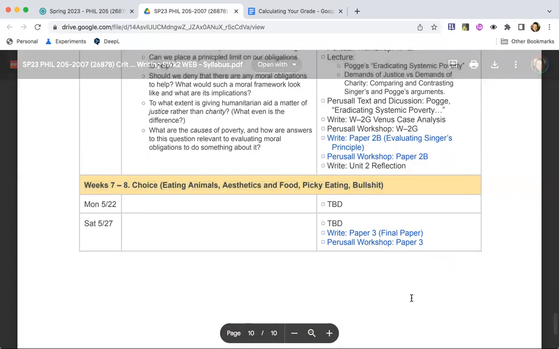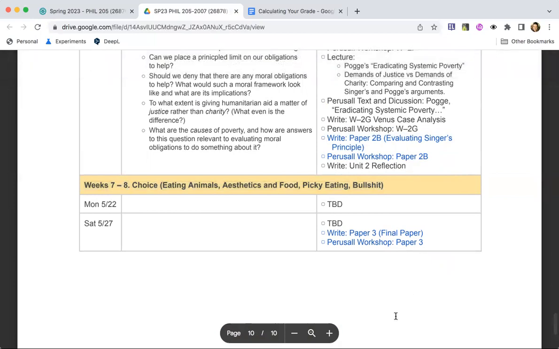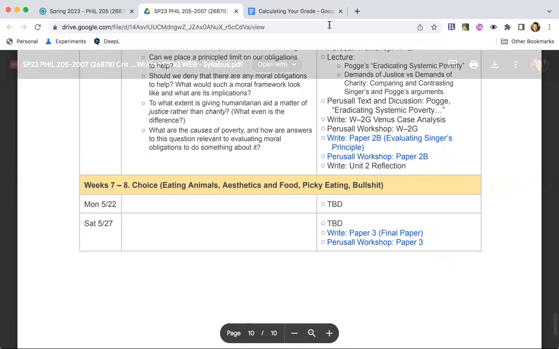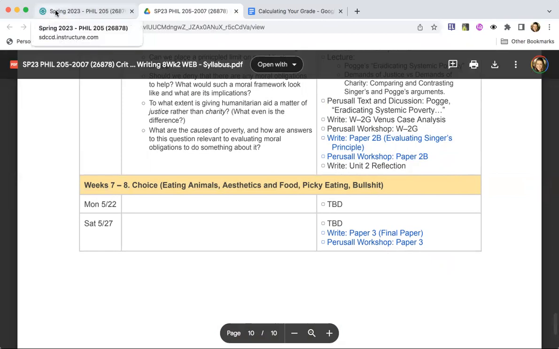Okay. That is the overview of the course and the course syllabus. Now let's take a very quick tour of Canvas.